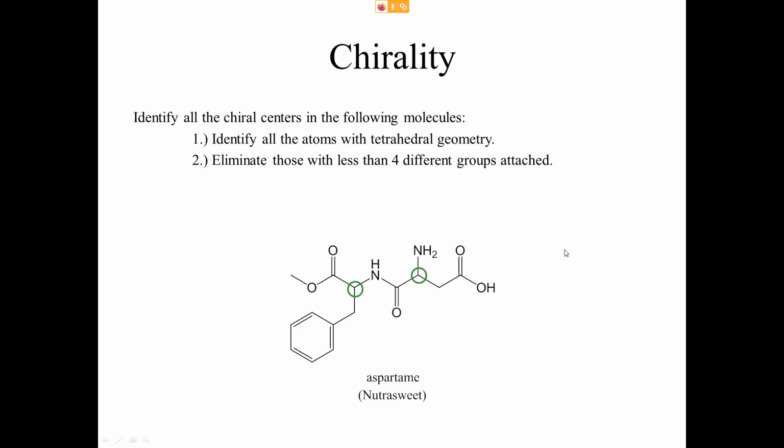So how many chiral centers does aspartame have? 2. Does that mean this molecule has a left and a right-handed version?